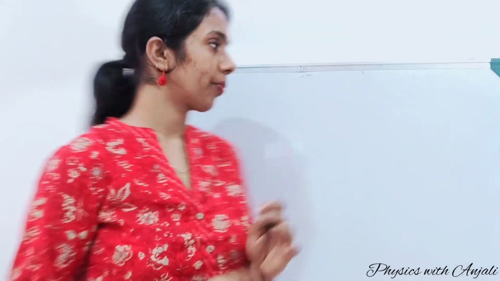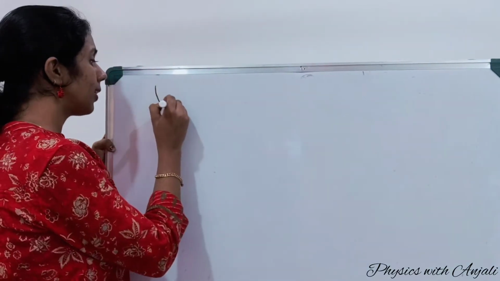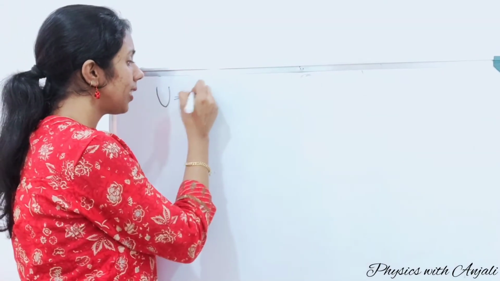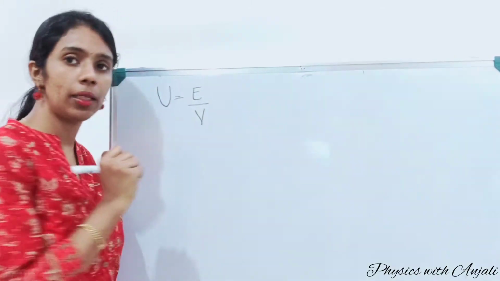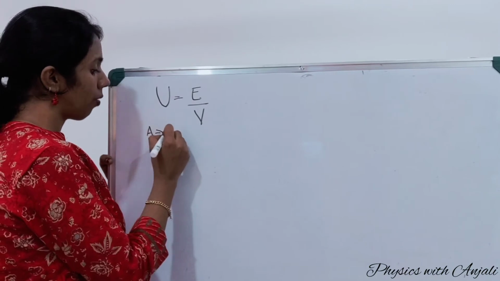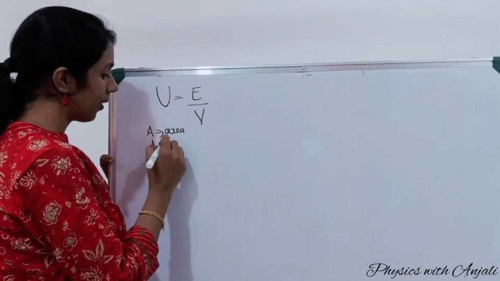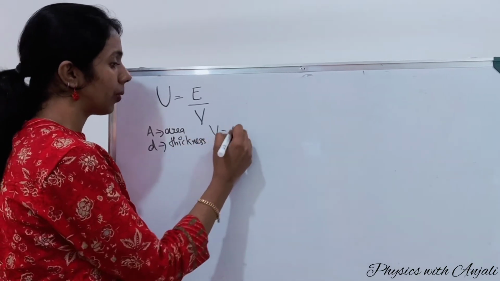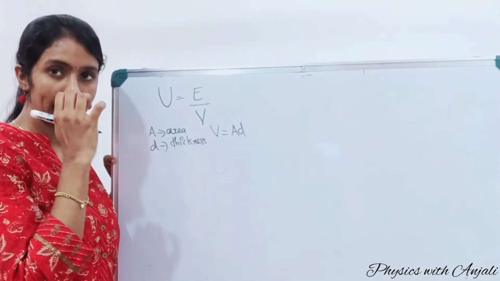The first part of the choice is to derive the expression for energy stored in a capacitor. For that you can check the description box where there is a detailed video. Now we have to find the energy density. So energy density, I am representing energy density as capital U. Energy density is nothing but energy divided by volume, or energy per volume. Now, if A is the area of the parallel plate and D is the thickness of the plate, then definitely volume will be equal to A into D, area into the thickness.